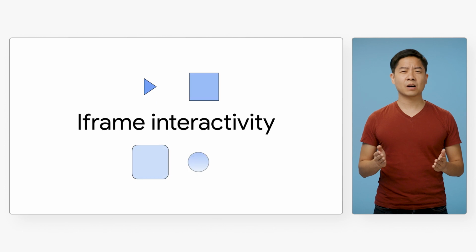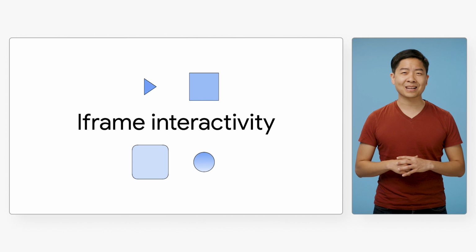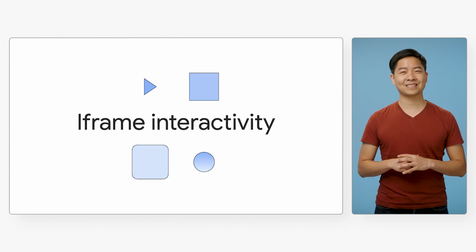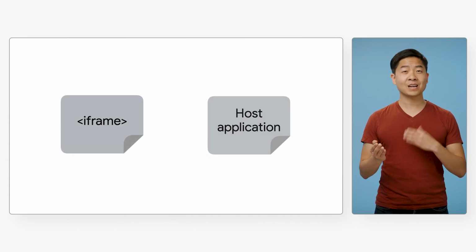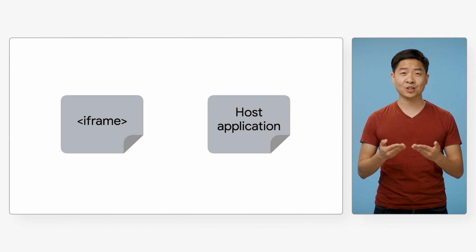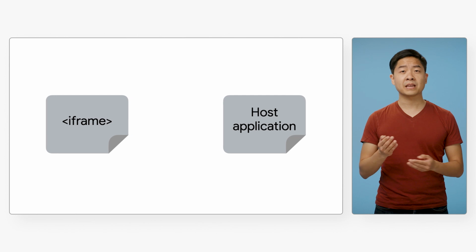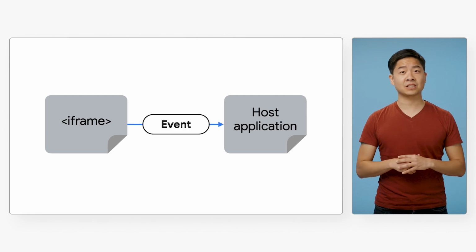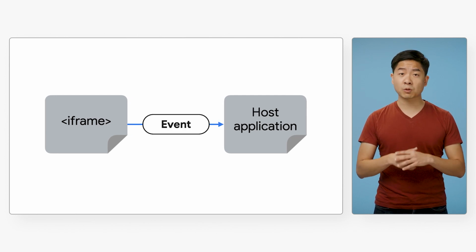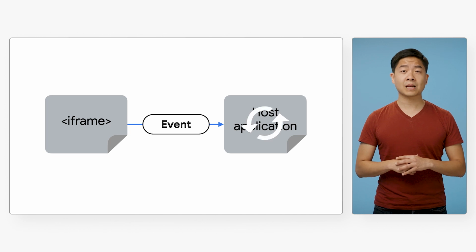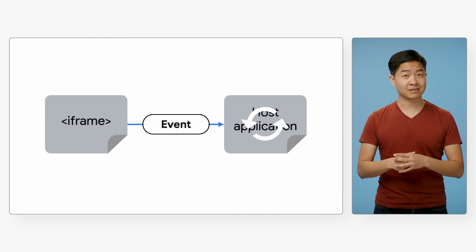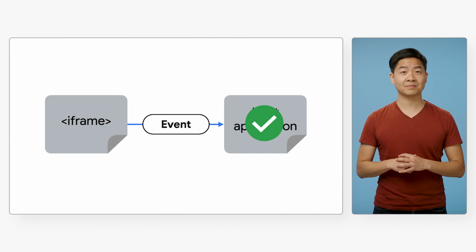Lastly, let's look at how your host application can communicate with your iframe to make your embedded content more interactive. Your iframe and host application can communicate with each other with all the previous embedding options. Your iframe emits an event when its state changes. For example, when a dashboard finishes loading. Your host application can listen to these events and react accordingly.